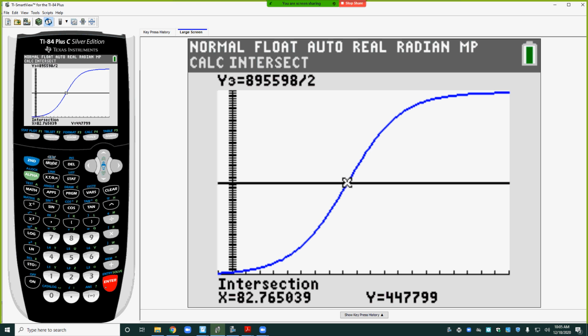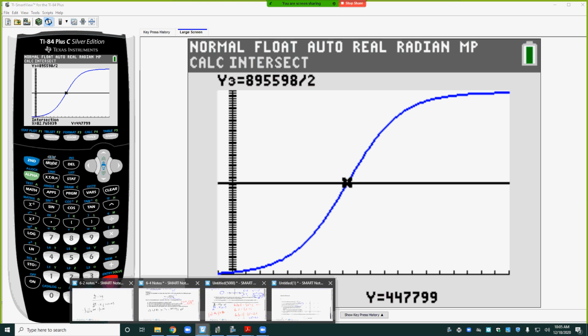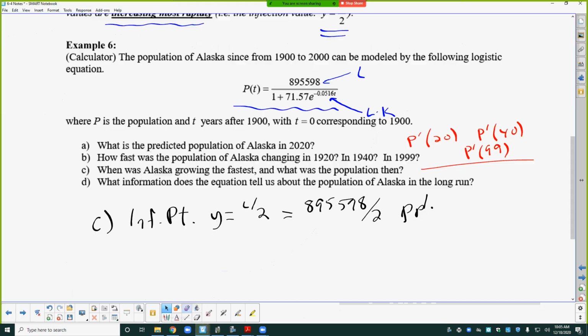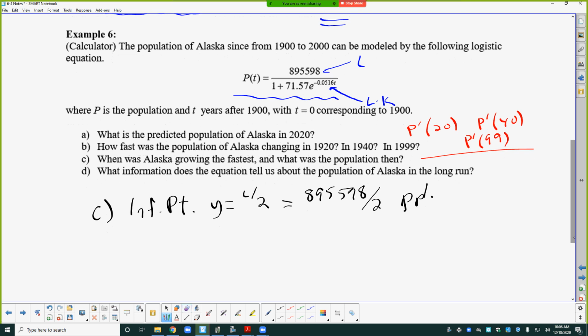Well, yeah, you can give me the date. It's like September of 1982. So you can say 82.76 years after 1900, or you can say 1982.765, that's fine. What does the equation tell us about the population of Alaska in the long run?